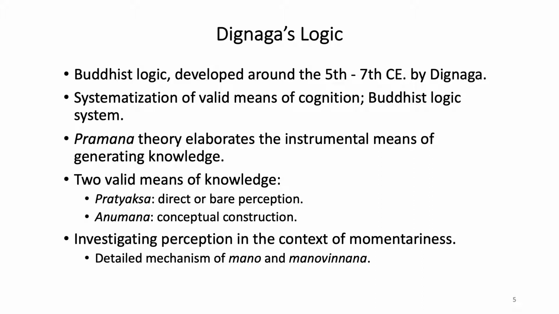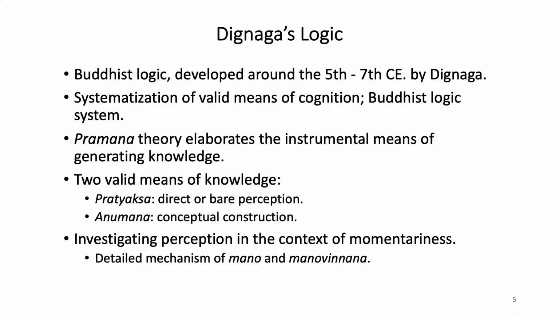The Buddhist logic system in relation to perception developed around the 5th to 7th century CE by the well-known Buddhist logician Dignaga. Dignaga has contributed to the system of Buddhist logic to a great extent from the 5th century onward up to present days. In the Pramana Samuchaya, Buddhist literature that Dignaga wrote, Dignaga stated his Pramana theory, and Pramana theory elaborates the instrumental means of generating knowledge.